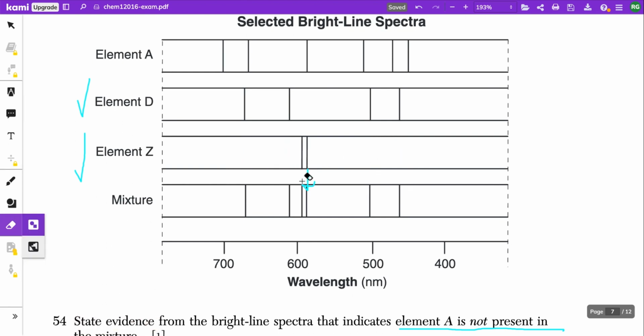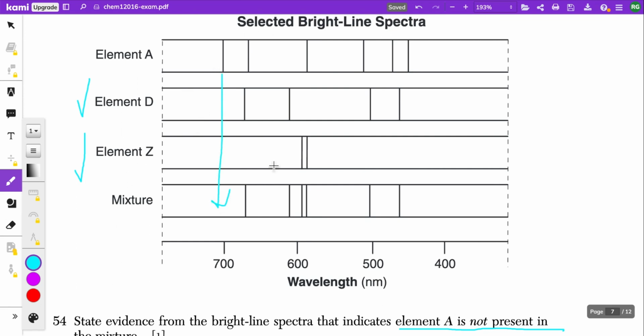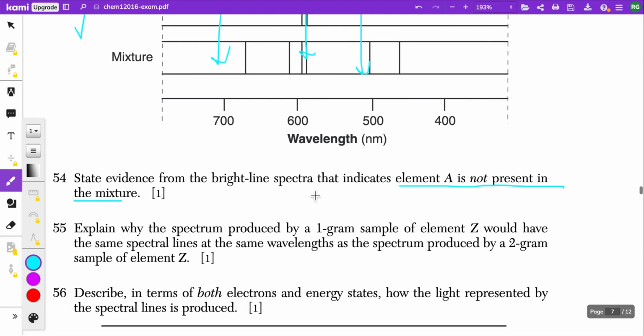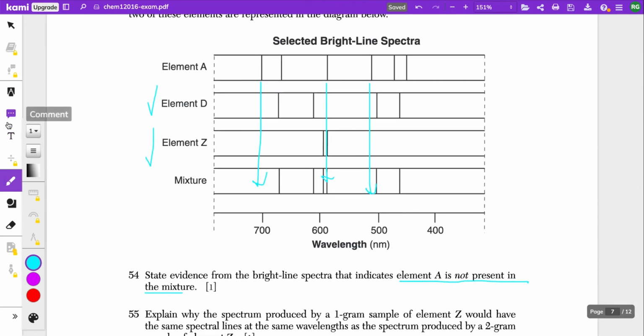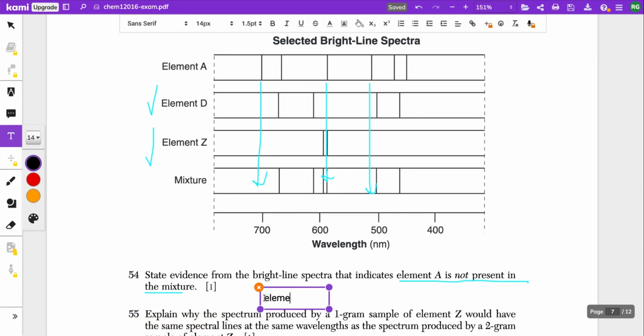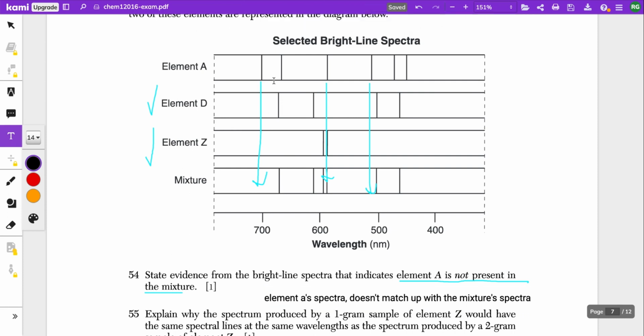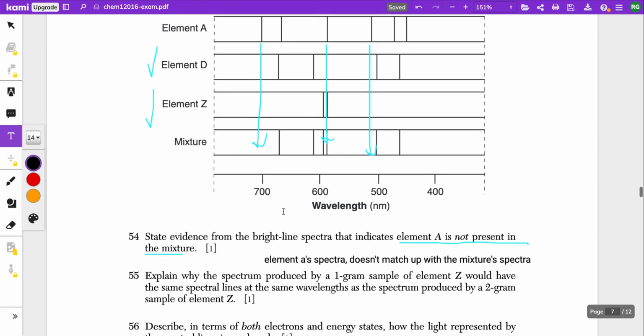But element A's lines do not match up with the spectra. So, stating evidence from the chart right here, just say that element A's spectra doesn't match up with the mixture's spectra. That's why it doesn't work. These lines for A do not match up. Therefore, it's not present in the mixture.